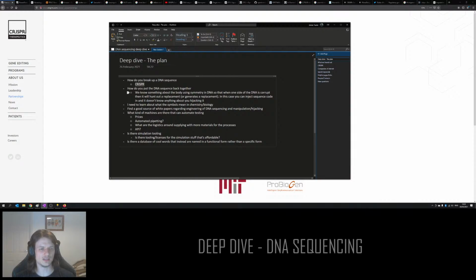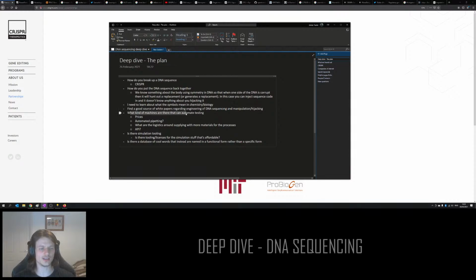I don't know the symbols yet of chemistry, so I need to start learning those at some point. Find a good source of white papers regarding engineering of DNA sequencing. We had a little look. More to come on that. I need to actually set aside some dedicated time for those. I haven't found the inspiration yet.